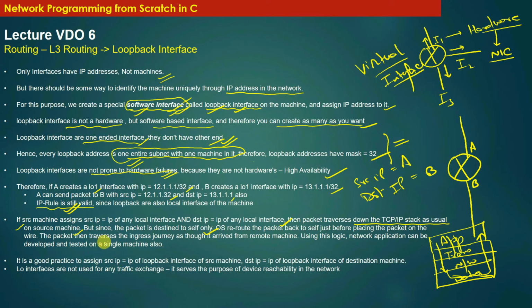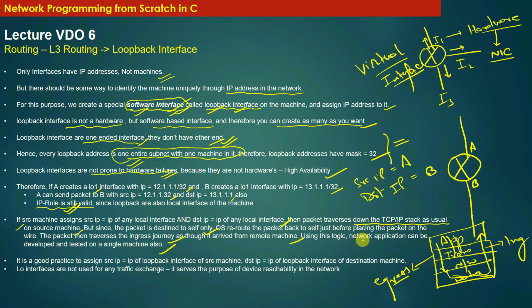The packet then traverses the ingress journey. This is the ingress journey of the packet, and this was the egress journey of the packet. So the packet traverses the ingress journey as though it arrived from a remote machine. Using this logic, network applications can be developed and tested on a single machine.